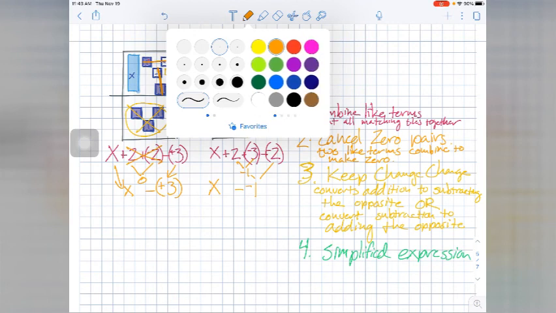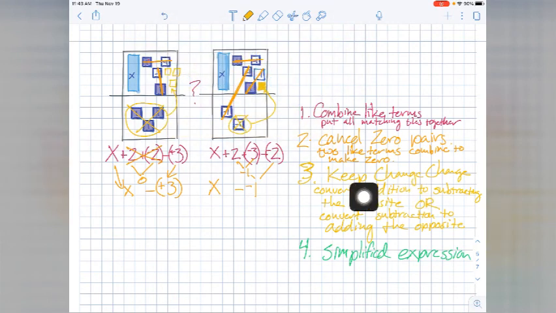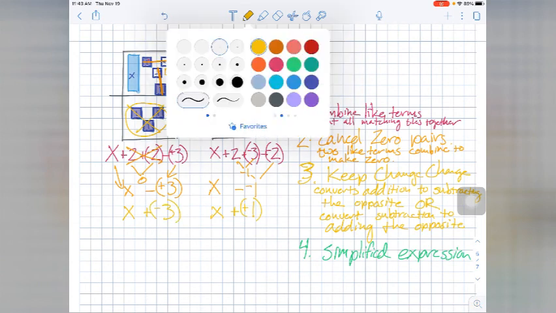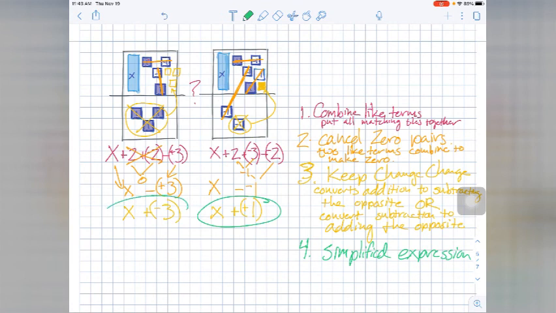And then after I do keep, change, this is going to turn into x plus negative 3 and x plus positive 1. And then those are my most simplified expressions. So that's as simple as I can make it right there. For now, that's all we know. There are a couple other simplifying steps that we will learn later, but for now, this is what you're supposed to know. Please let me know if you have any questions, and make sure you finish the assignment so you get lots of practice.